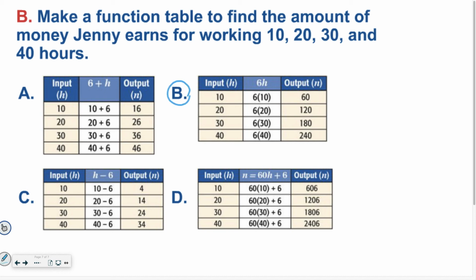Hopefully you said letter B, either because you did the math or you realized it was the only one with the correct rule from the last page. So the rest of these all had incorrect rules. So, no matter how you found it, hopefully you ended up at letter B.